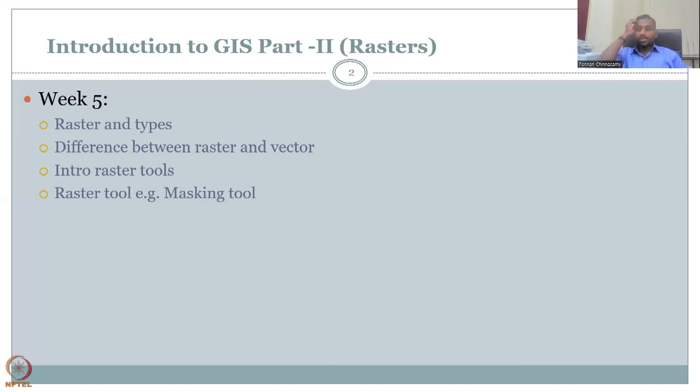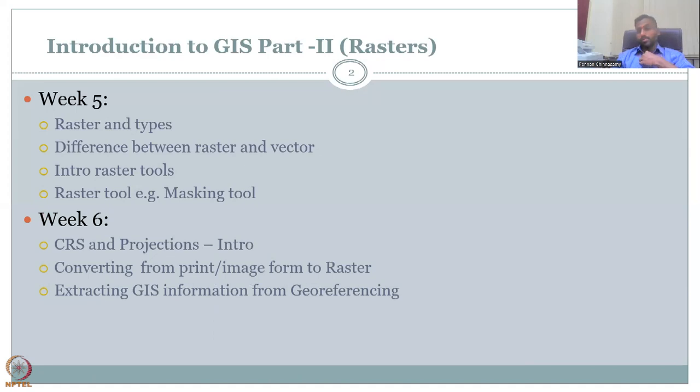Then we looked into the introduction of raster tools. In continuation of looking at the vector data types, we looked into the raster data types and tools. Then we looked at some examples, especially the masking tool, where we developed an entire data frame, and then we extract it based on what is needed for us. Okay, so that was the masking tool. In week 6, what we are going to do is we'll combine both now. So vector plus raster in our analysis.